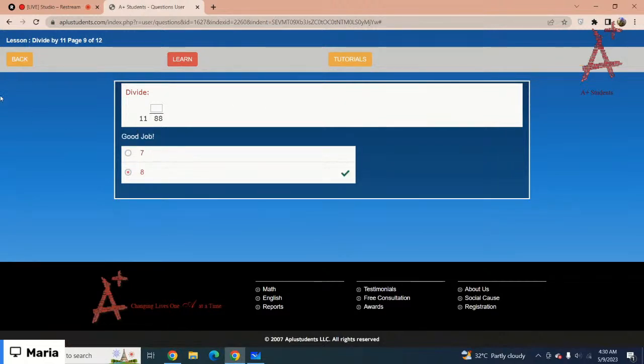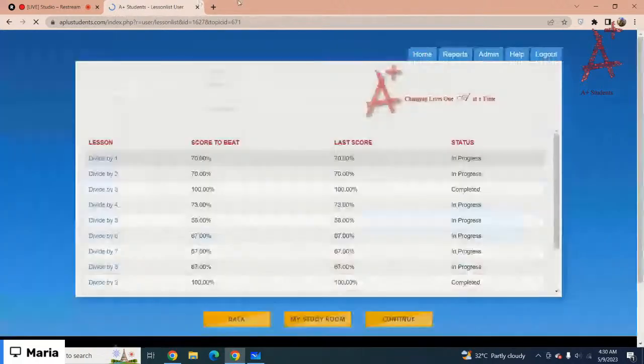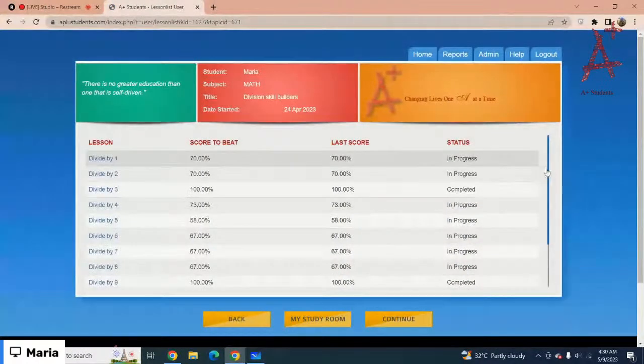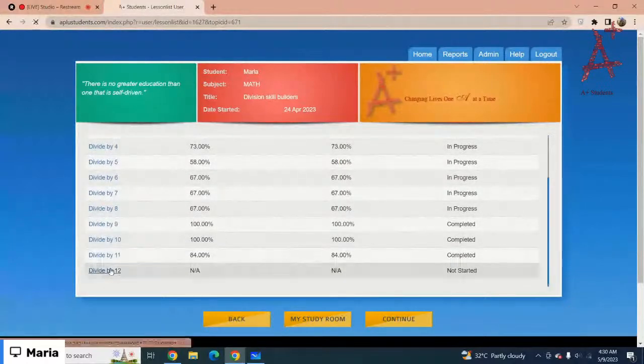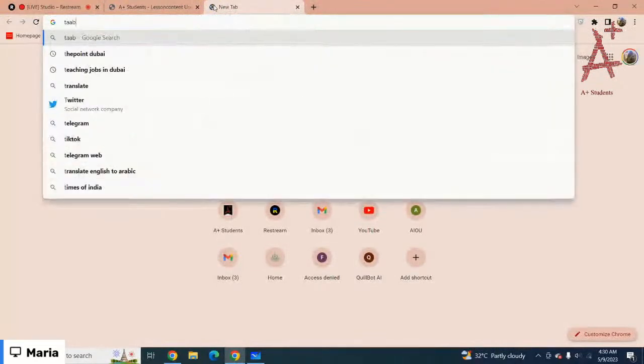Okay, let's just move on to the next lesson. The next lesson is divide by 12. That would be the last chapter, last lesson from the chapter division skill builders. So let's just move on to the next lesson. It would be divide by 12. Let's just learn the table of 12.